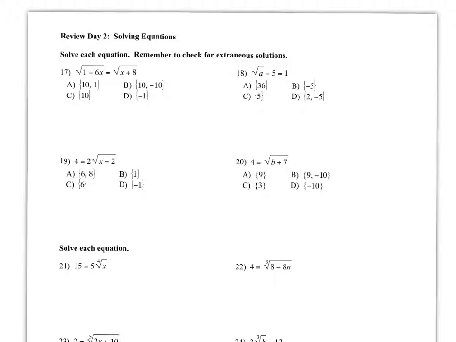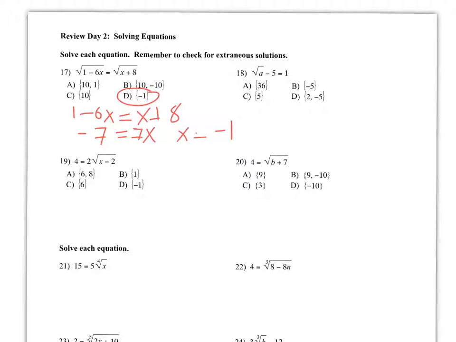First off, if I've got a square root on both sides, if I square both sides, it gives me 1 minus 6x is equal to x plus 8. If I add 6x to both sides, I get 7x, minus 8 from both sides, I get negative 7. That means x equals negative 1, which means that D is my answer.